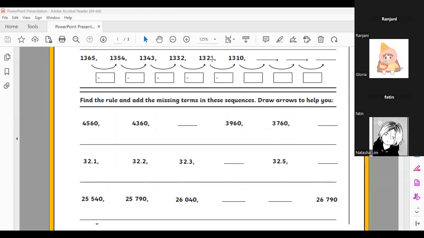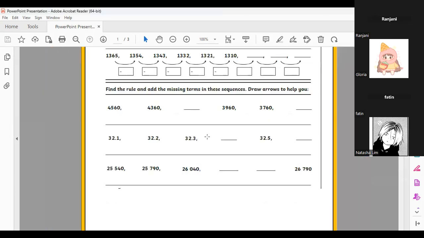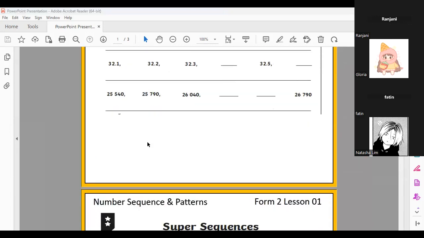Now, what does this section ask you to do, Pula? They ask you to draw arrows. Okay, draw arrows to help you, just like how the earlier example was. So over here, that's a decimal number here. And then here are big numbers for you to work. Not that big, but I think you can do this.